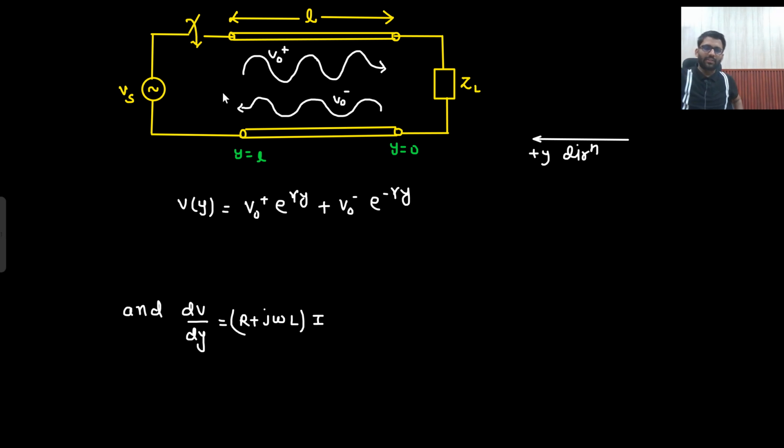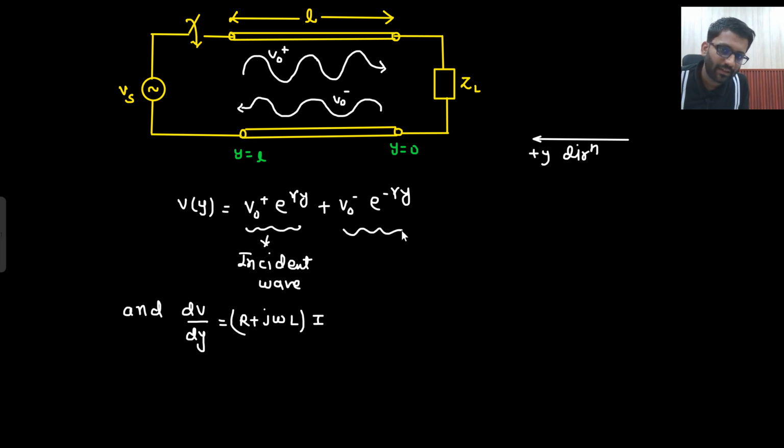If there is some source, there will be some wave going here, some wave will be coming back. Two waves will be there. This I am calling the incident wave. And this is my reflected wave. See the direction of the incident wave. The amplitude associated with the incident wave is V naught plus. Why is that so? Because this is coming from the source. That's why I am calling it V naught plus.